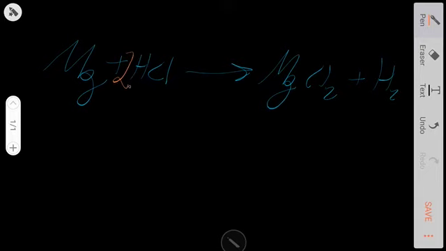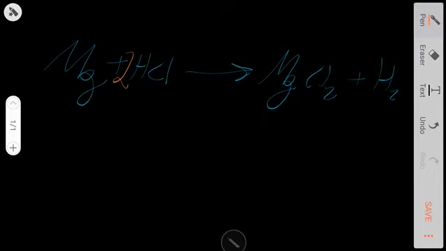By doing that, that just multiplied the chlorine by 2. So now on this side in my reactants, I still have 1 Mg, but now I have 2 hydrogen and 2 chlorine. On my product side now, I still have 1 magnesium, and I have 2 hydrogen and 2 chlorine. So it looks like we're good to go. That's all it took to balance that equation.